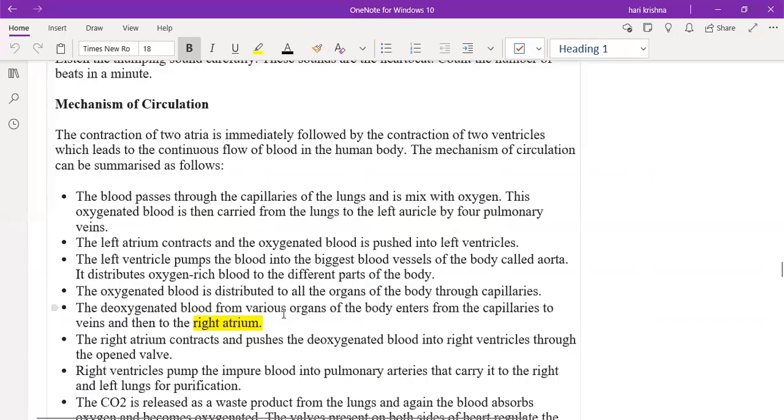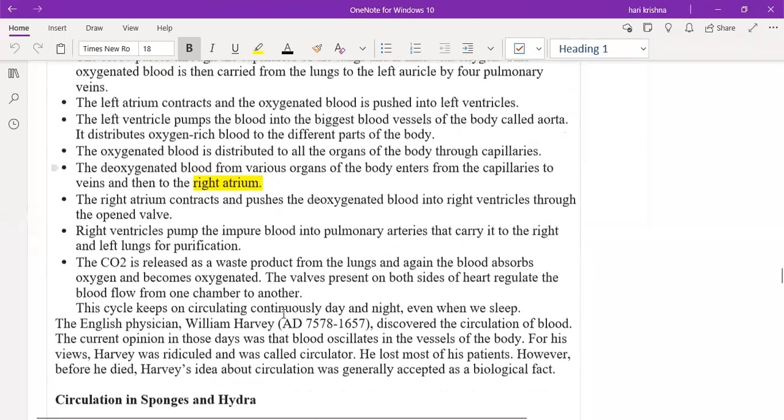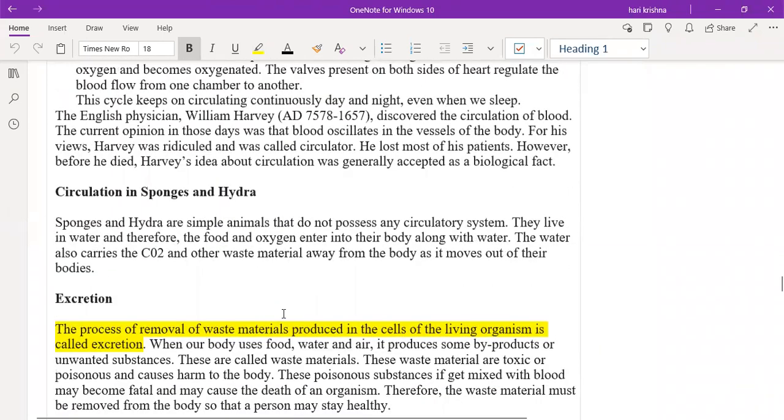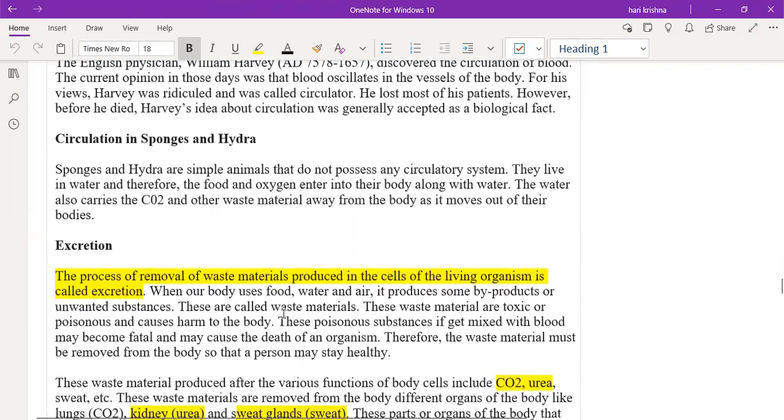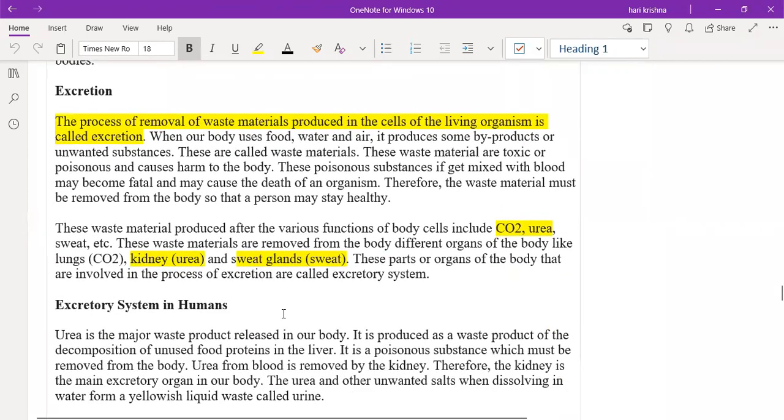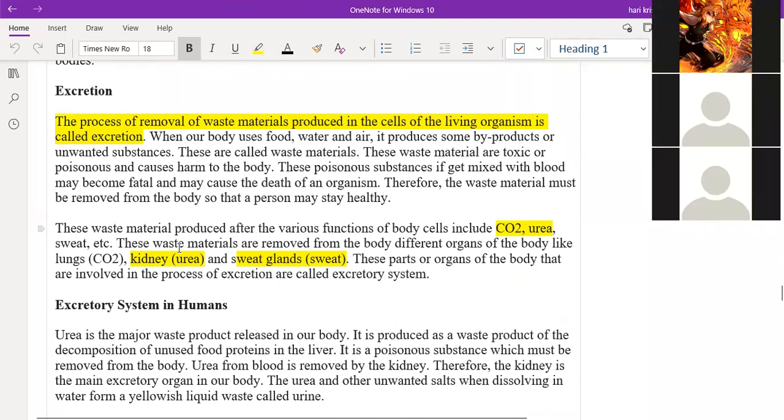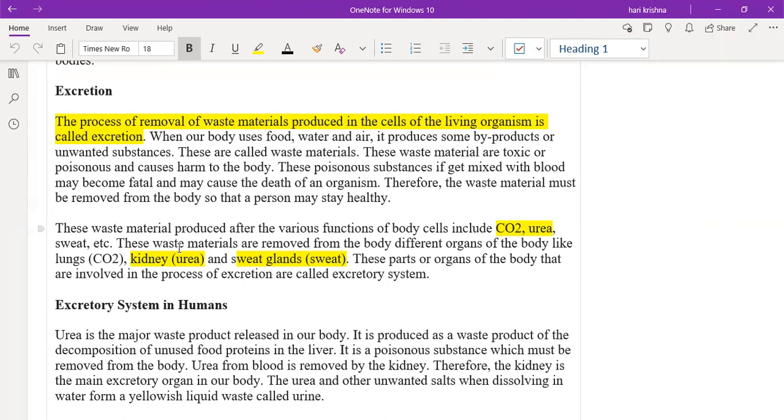So today we'll start with the topic. In the last class, we studied up to the circulation in the sponge and the hydra, right? So excretion also started a little part. So what is the meaning of excretion? Excretion is the process of removal of metabolic waste that is produced in our cells of human beings or other organisms. So removal of the waste material that is produced in the cells is called excretion.